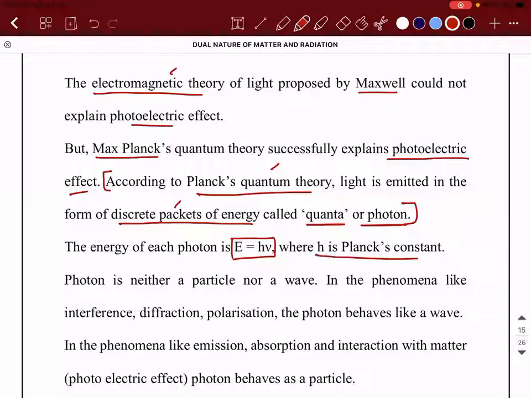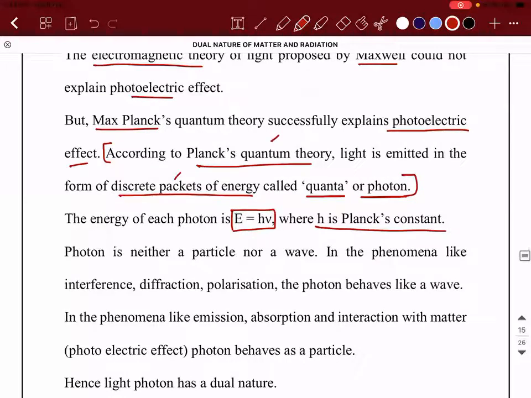So it can be understood that a photon is neither a particle nor a wave. In phenomena like interference, diffraction, and polarization, the photon behaves like a wave. In phenomena like emission, absorption, and interaction with matter, such as the photoelectric effect, the photon behaves like a particle.